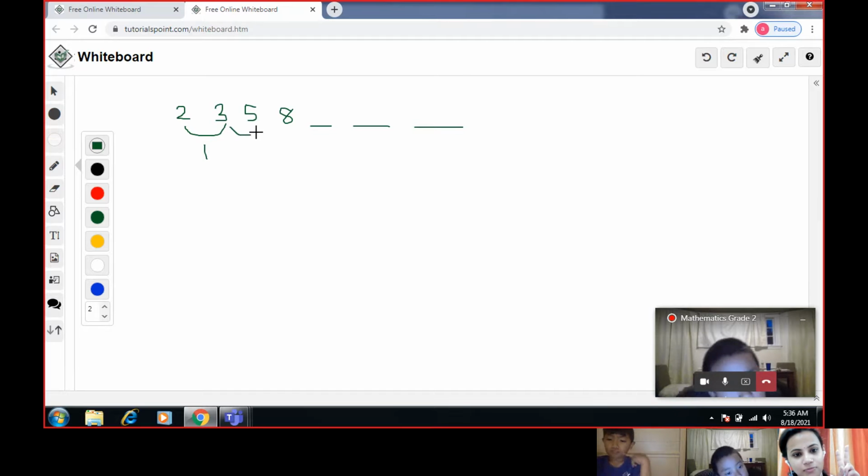So here we will write 2. See the difference? 1 finger, then 2 fingers. Now let's check 8. The next one is 3 fingers. Then after 5, 6, 7 and 8. See here on 3 fingers, that is 8.